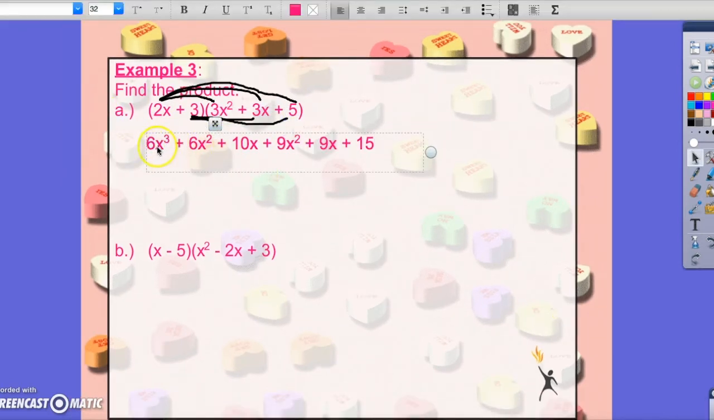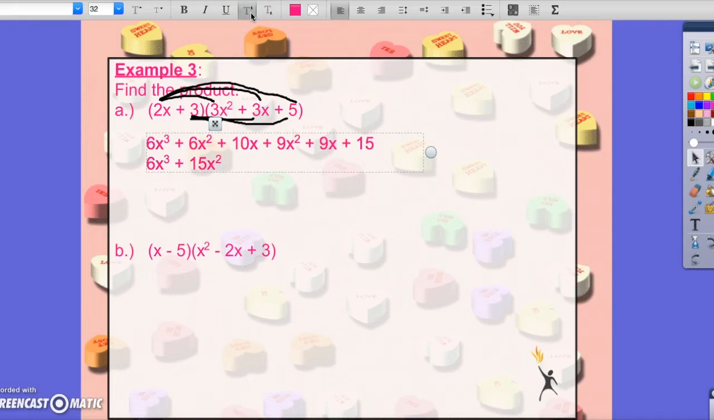I'm not going to cross them out this time. If you want to, you can. 6x cubed is the only one there, so we rewrite it. Then we do 6x squared plus 9x squared, which is plus 15x squared. Don't forget your rules. When you multiply, you have to add the exponents.